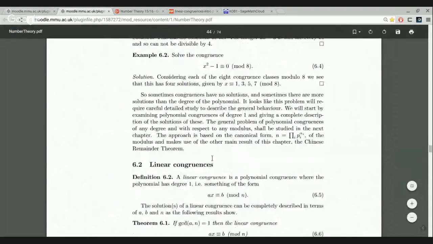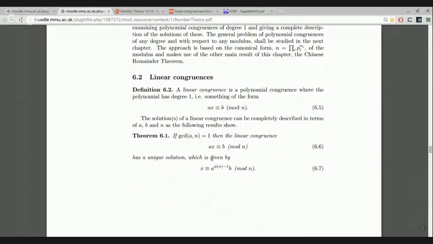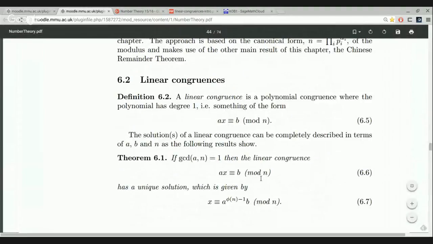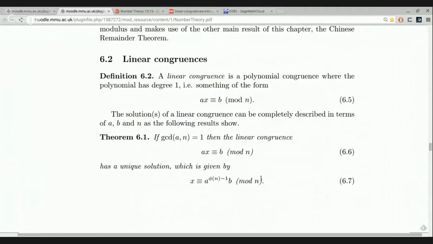Okay. So when you look back to the notes, the theorems are just proving those facts in general. So theorem 6.1, and there isn't really much more to the proofs other than just setting these matters out in general. Theorem 6.1 deals with the case where the A is coprime to the modulus. So you're looking at AX being congruent to B. If A is coprime to N, then there is an inverse.